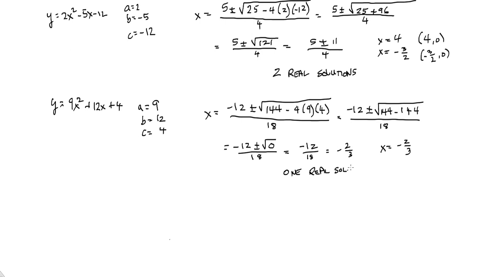And in this case, since it is a real solution, it is an x-intercept as well. So this parabola has an x-intercept at negative 2/3, 0, which is also the vertex for this parabola. Since if we only have one real solution, that means that the vertex is the x-intercept.